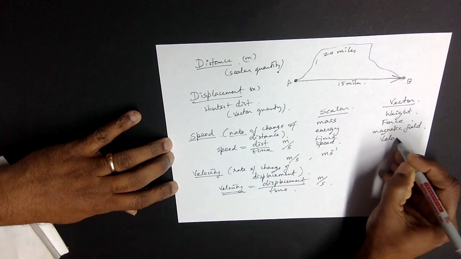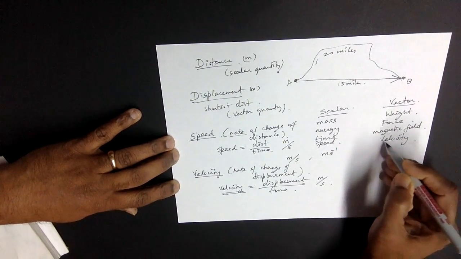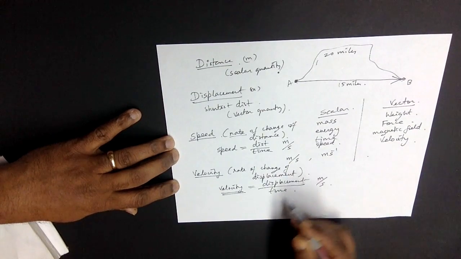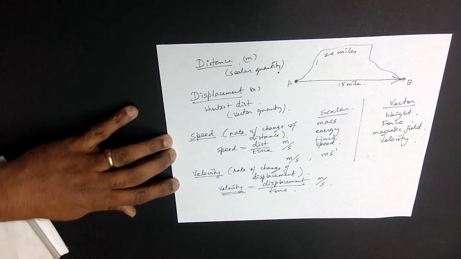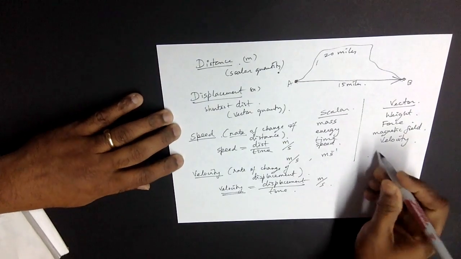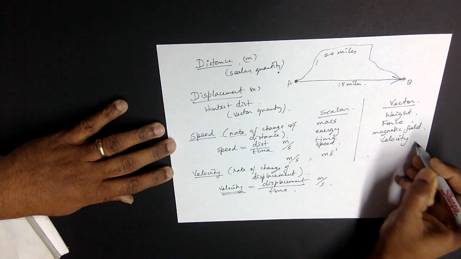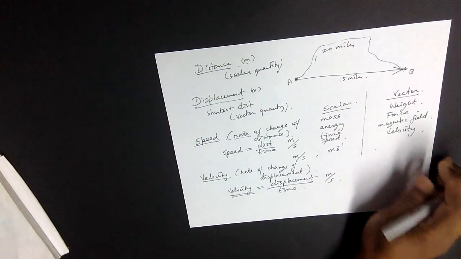We'll put velocity on the vector side. So you have vectors and scalars. That was already there. So velocity is coming under the vector side.